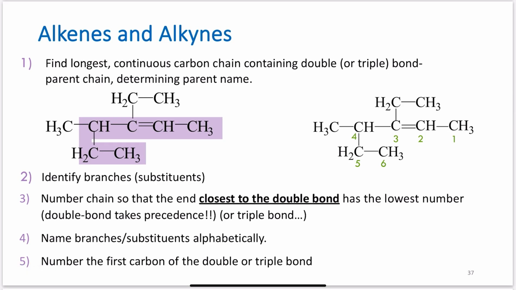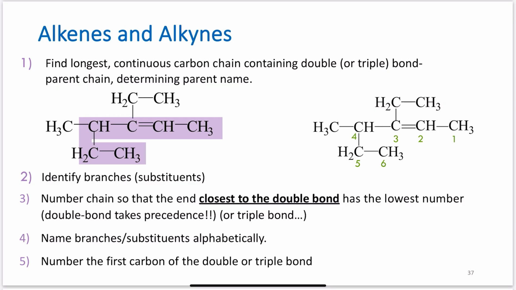For alkenes and alkynes, you need to find the longest continuous carbon chain that contains that double or triple bond. That double or triple bond has to be in the parent chain. Identify the branches or substituents. Number the chain so that the end closest to the double bond has the lowest number assigned to it. Name the branches and substituents alphabetically and number the first carbon of the double or triple bond.